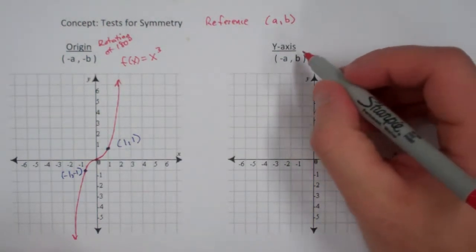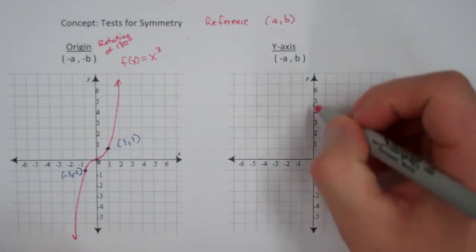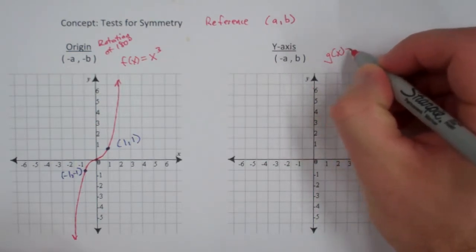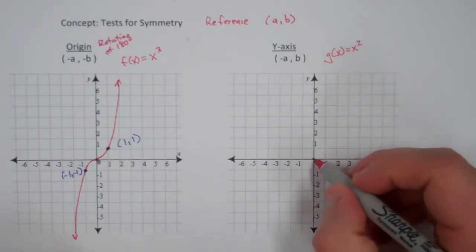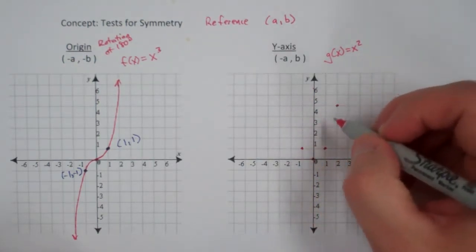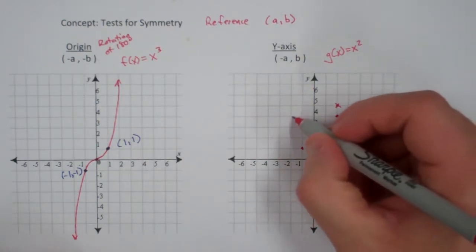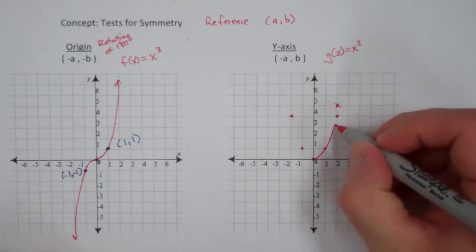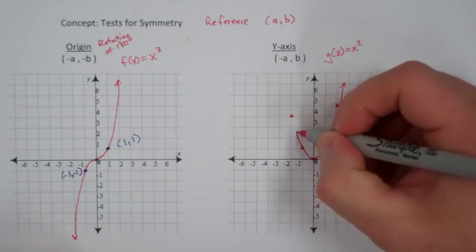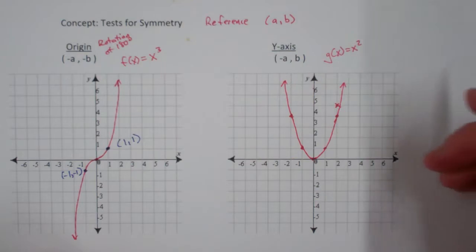This is a line symmetry here, so we're talking about this line right here, the y-axis. And I'll give you the function g of x is equal to x squared. So if we graph this one real quick, we can plot some points. 1, 2, 3, 4. That one's a little too high, so we'll come over here. And this will be the function right here. That's the parent function of the quadratics, just y is equal to x squared.